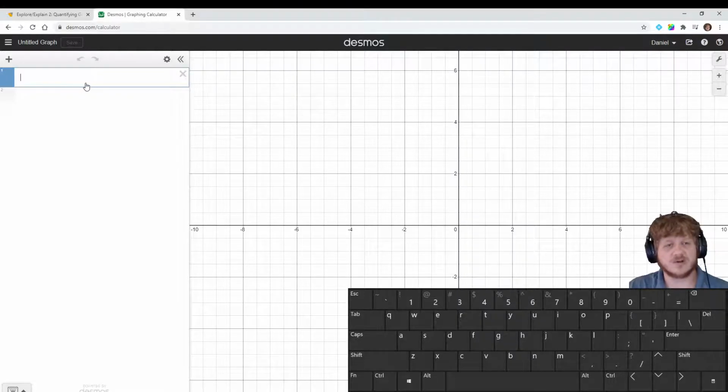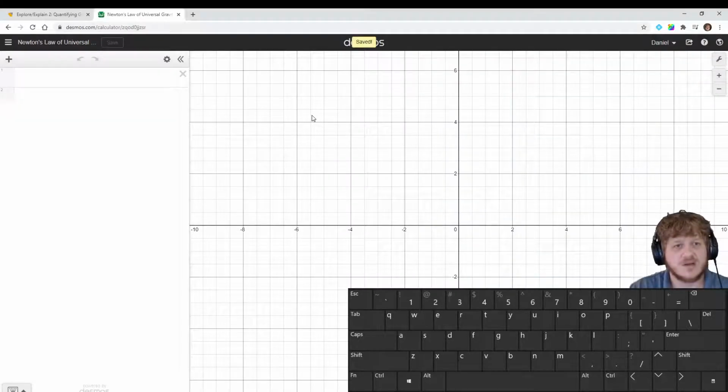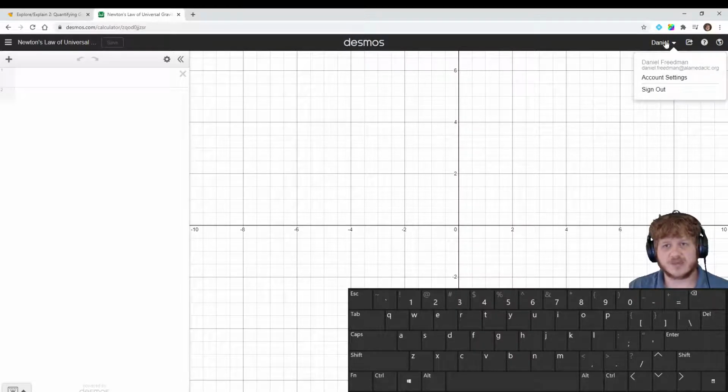And so on Desmos, you'll need to create a graph. I would suggest after logging in, give the graph a name. So we could call it something like Newton's law of universal gravitation. And so we can save that, and so make sure you're logged in. If you're not logged in, click up here, it should say sign in, and that'll allow you to be able to save your graph, because this will be a useful tool for you in the future and on quizzes.